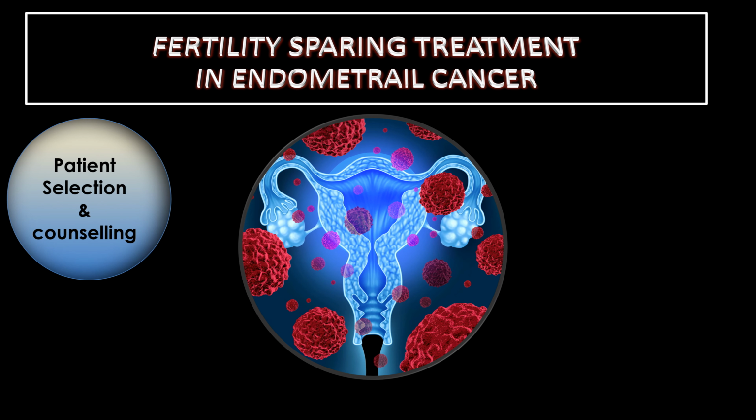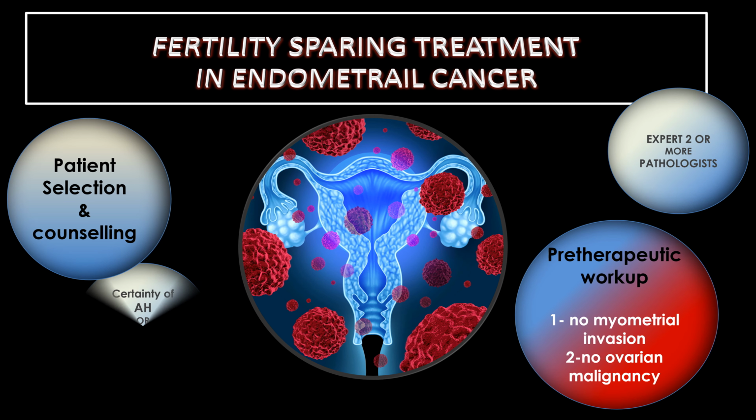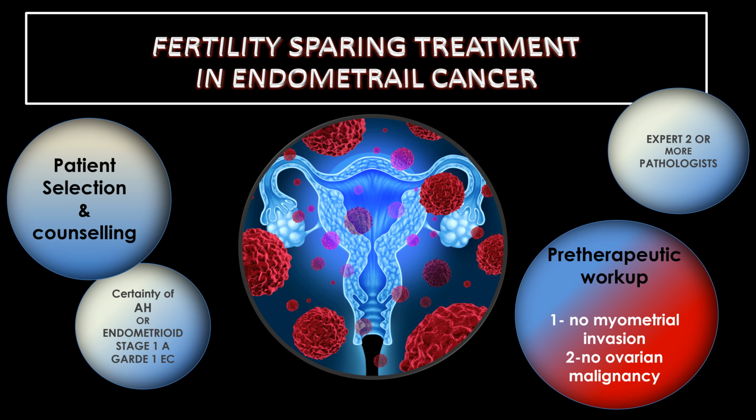To summarize, it is important to be treated by a highly specialized center, with proper patient selection and counseling. You must work on the pre-therapeutic workup as we mentioned before, and you must confirm the diagnosis, and the histopathology must be interpreted by 2 or more expert pathologists. The next step is the general assessment of the patient, general status and fertility assessment, and after this we'll start the treatment and follow-up. We will discuss this in the following slides.